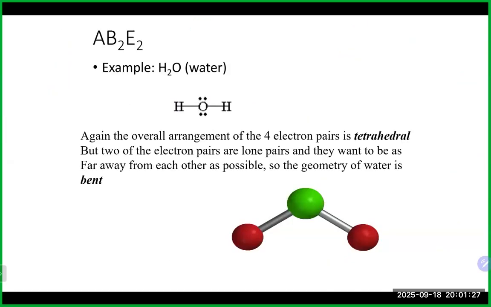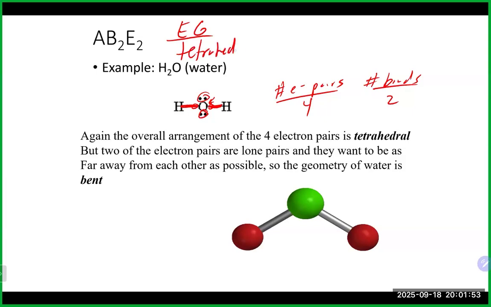So now back to water here. We're going to go with our central atom here. And the number of electron pairs in this case is going to be 1, 2, 3, and 4. And our number of bonds in this case is going to be 1 and 2. So that would be 2. And obviously something with 4 electron pairs still has an electron pair geometry name of tetrahedral.